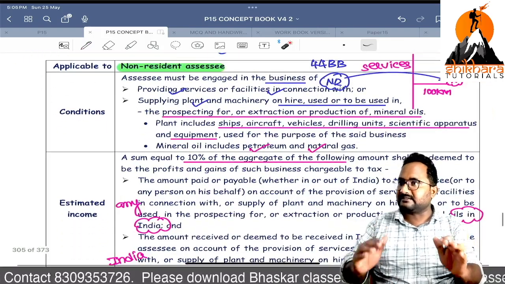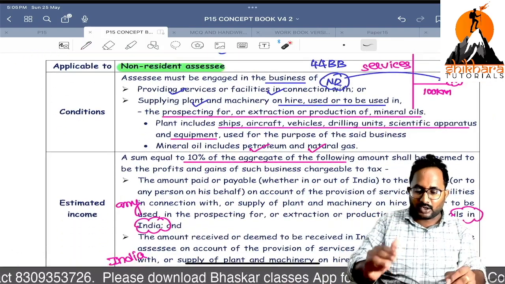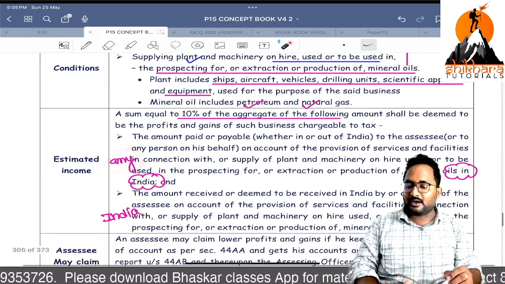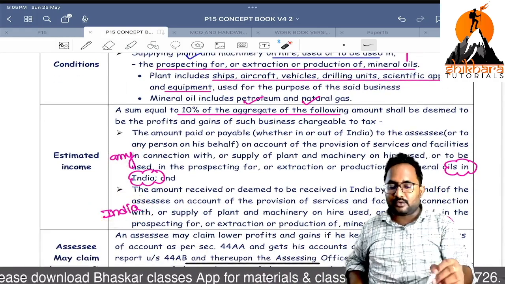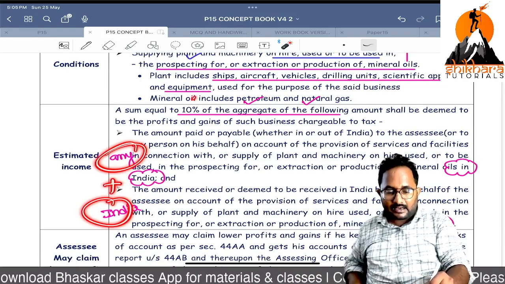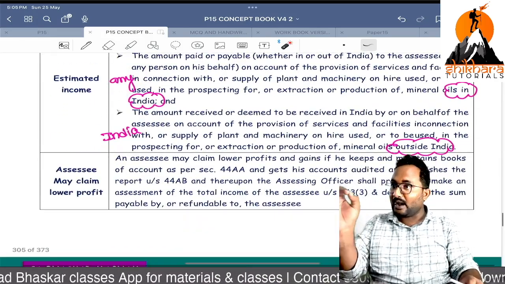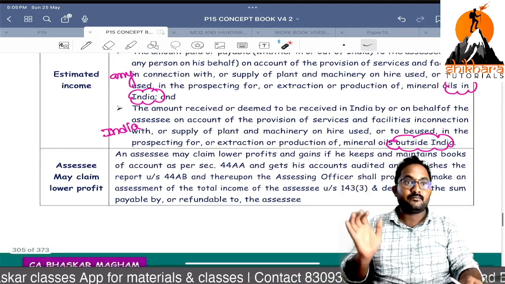Any amount, whether received outside India, received in India, or yet to be received, all will be included. Next, if the location is outside India, only the amount received in India is included. On this total amount, what can we calculate? 10%. Now I am introducing one new point in this section.